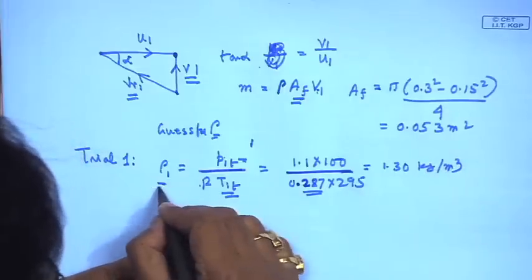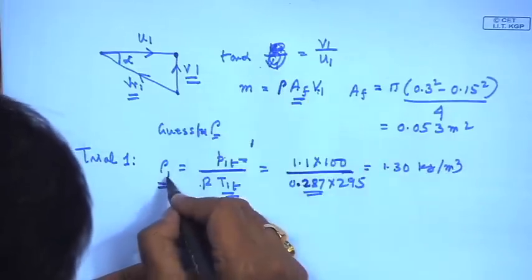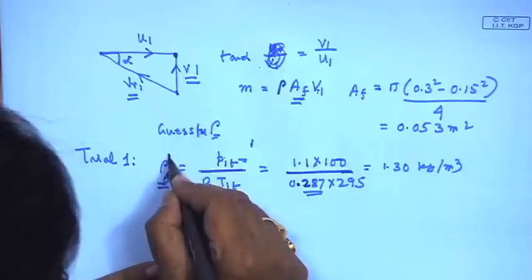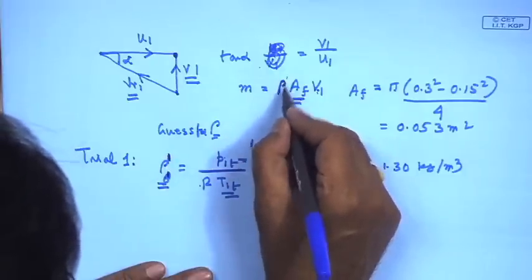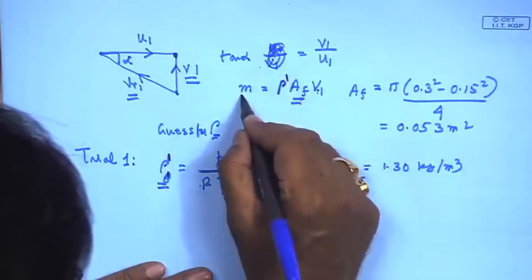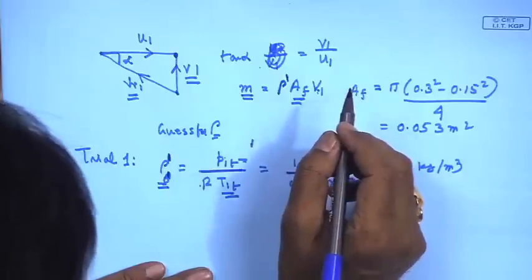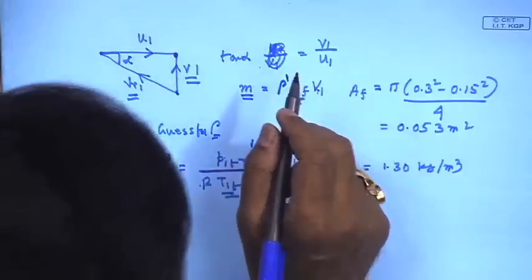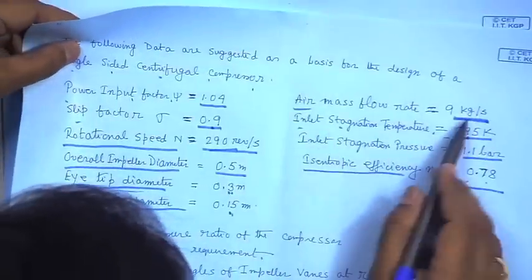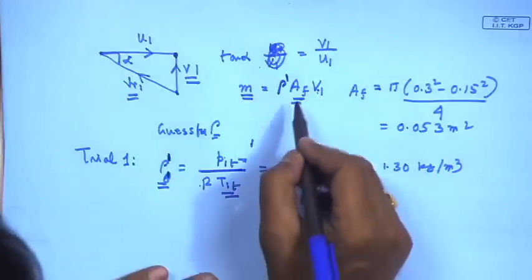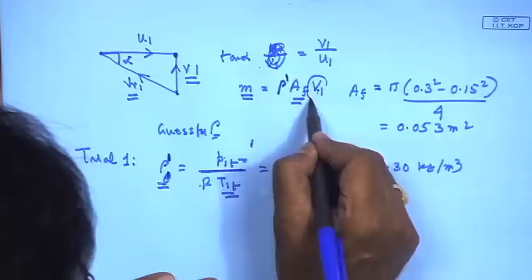Now if you know this rho 1, first trial, you put that thing rho 1, and the mass flow rate is already given in the problem. What is the mass flow rate? Mass flow rate is 9 kg per second. You get a value of V1.